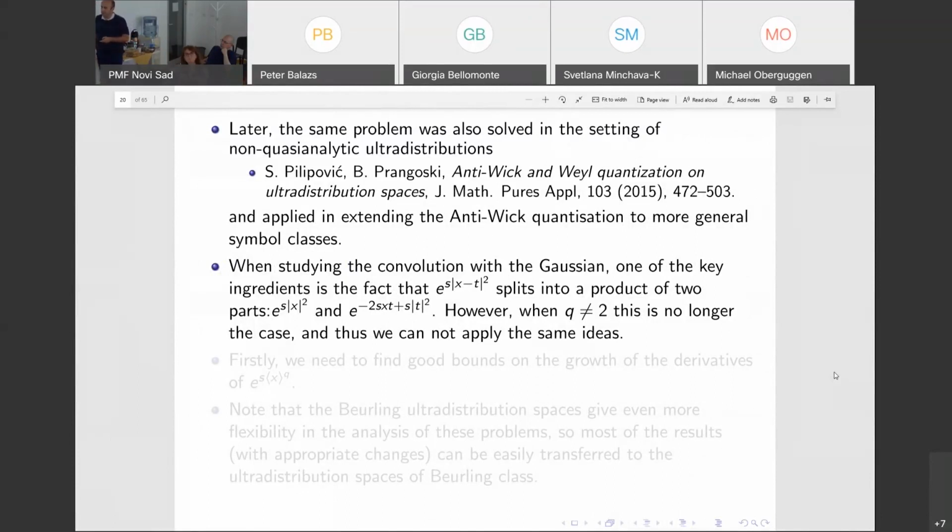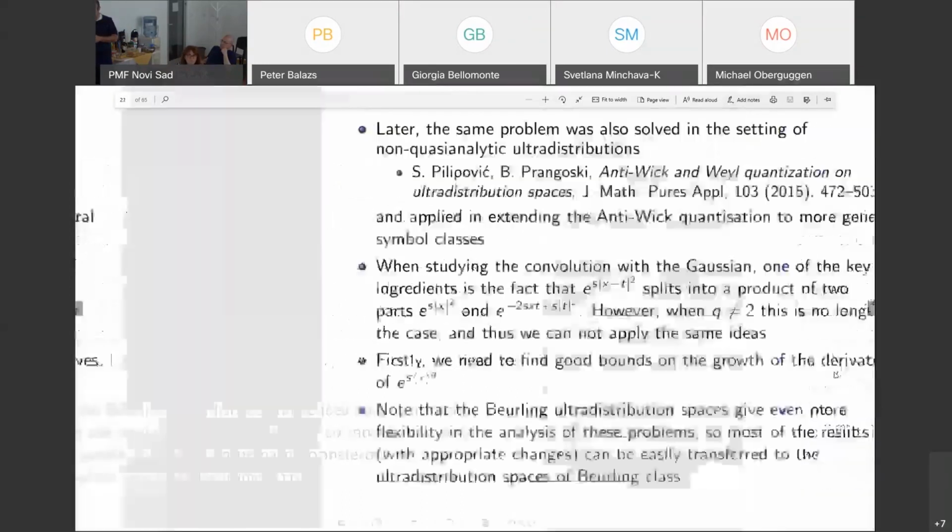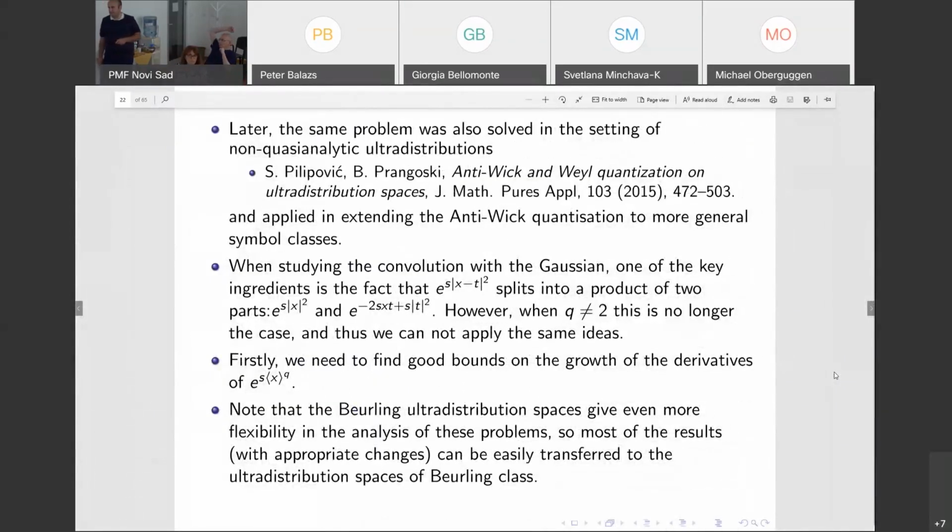Plus, of course, we lack functions of compact support, and then there's also the problem we have. So we need first to give really good bounds, as sharp as possible, on the derivatives of kernels of this type. For the Beurling ultradistributions, if you work with those spaces, it is not so nasty. These are not so nasty for the convolution, and then most of the results can be easily transferred to spaces of that type.